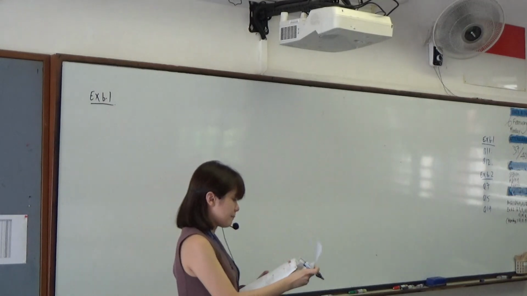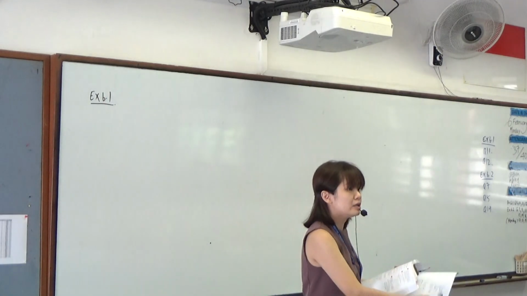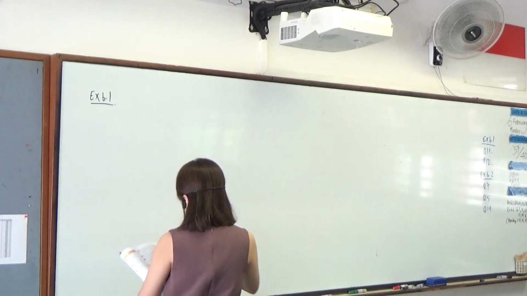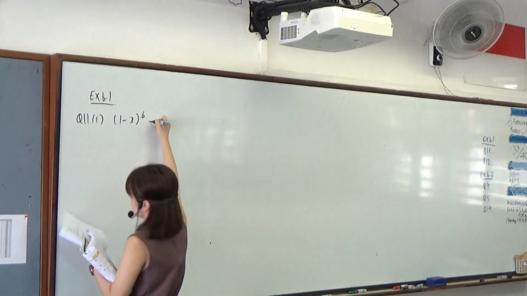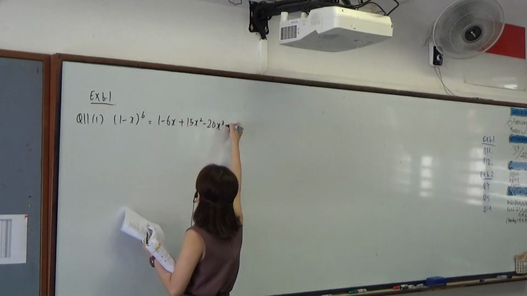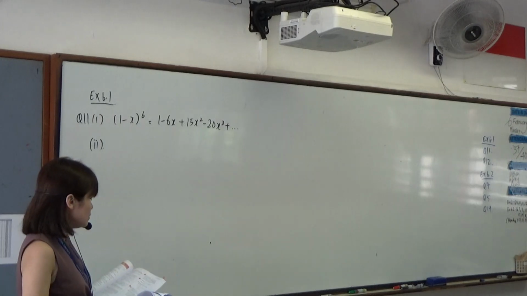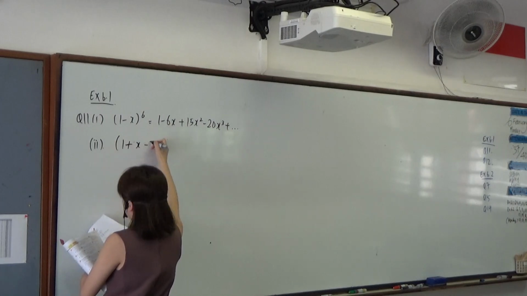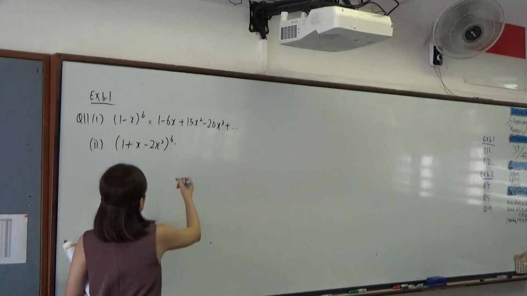For exercise 6.1, could I just understand whether for question 11, is there a problem with part 1 or is it just part 2? Part 2, huh? Okay, then I'll jump into part 2, yeah? Part 1, the answer should be this. Then for part 2, they want you to hence expand 1 plus x minus 2x squared to the power of 6 up to the term in x cubed.